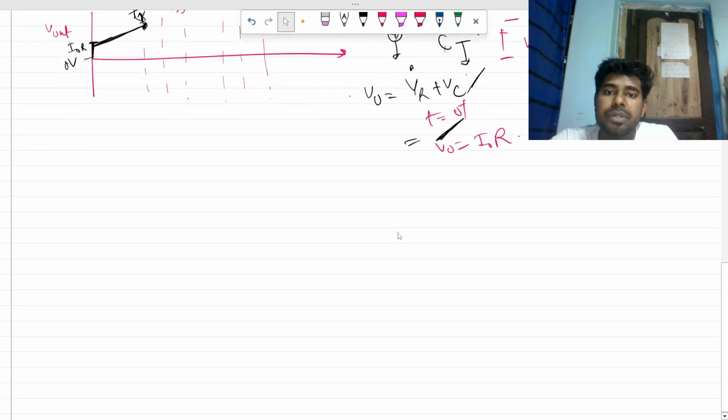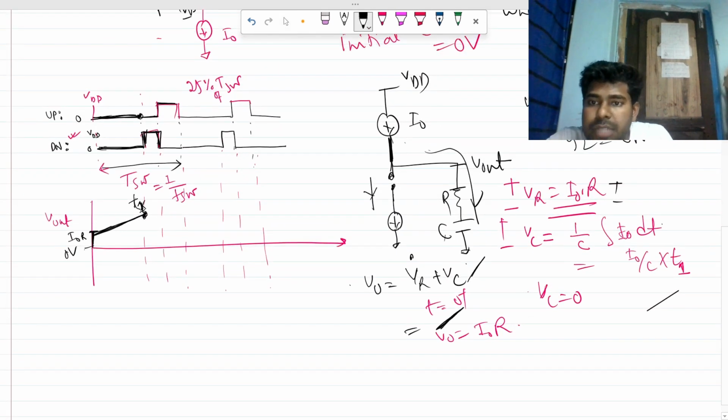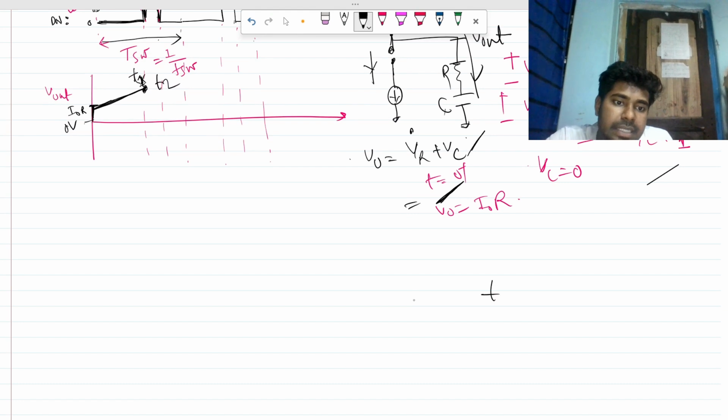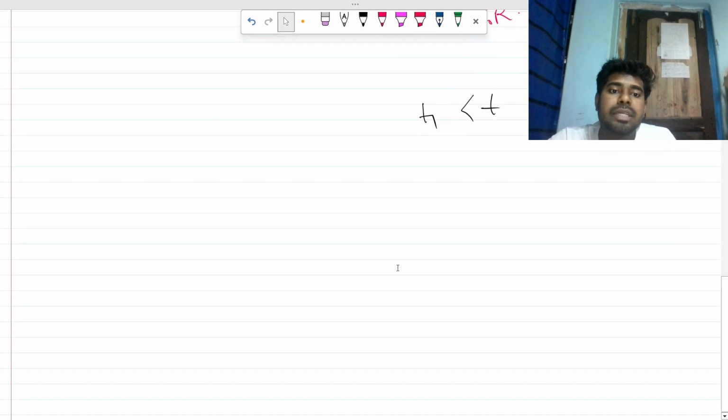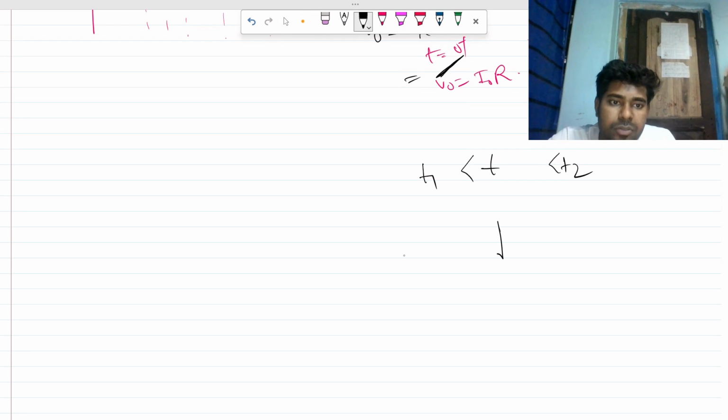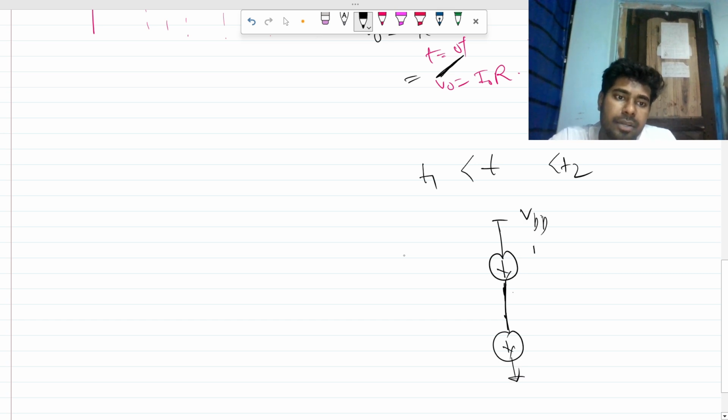So now your equivalent picture, let's say this is T2 time. From T greater than T1 to less than T2, what will be your equivalent circuit? The equivalent circuit will be nothing but the following. Both switches will be shorted, and both currents will flow as I0, I0. Now here we have the same RC. Now tell me, what is the current flowing through this branch?